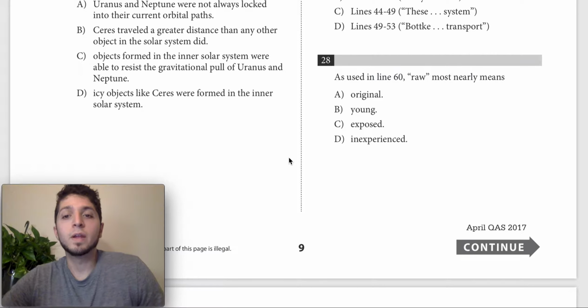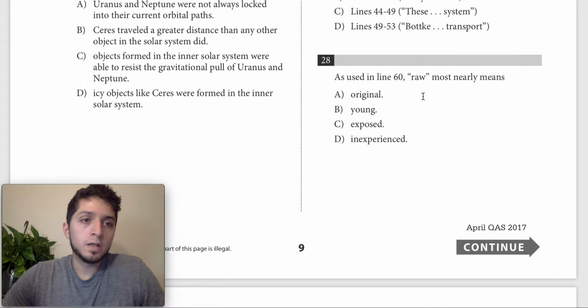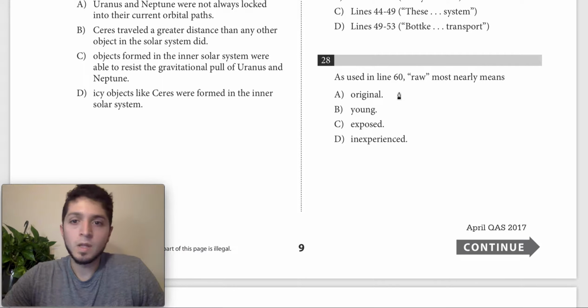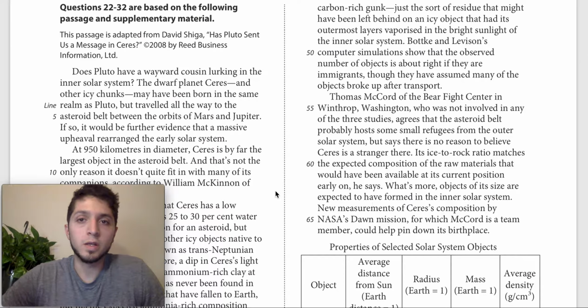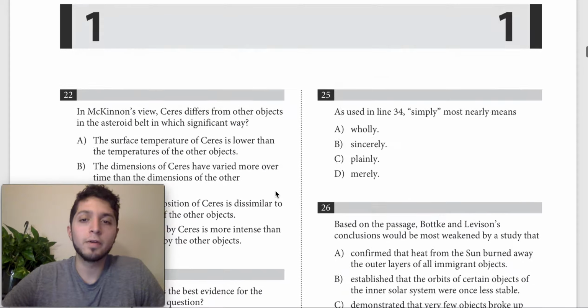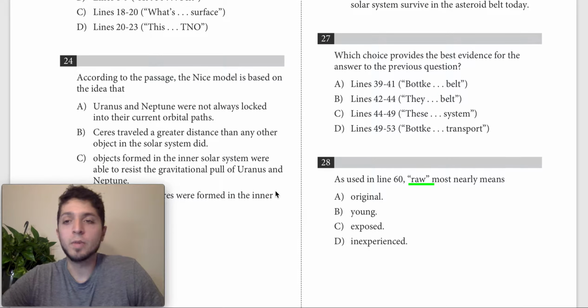I have question 28. This is from the SAT number 9, April 2017. And the question is, as used in line 60, raw most nearly means. And the way to solve this is to go back to line 60, and we're going to look for where raw is being used in the sentence, and we'll just figure out what word could best replace it, what nuance is being used, what is being suggested by the word.